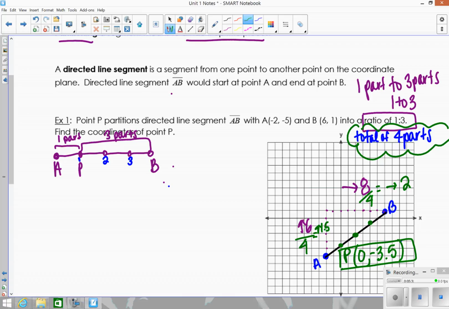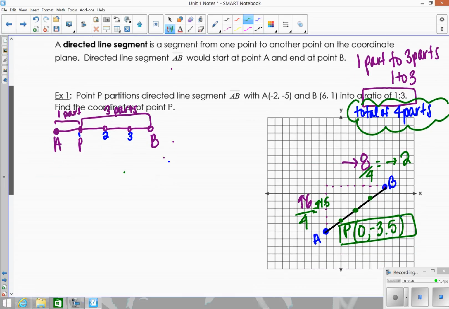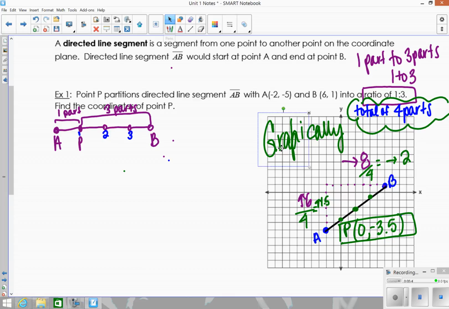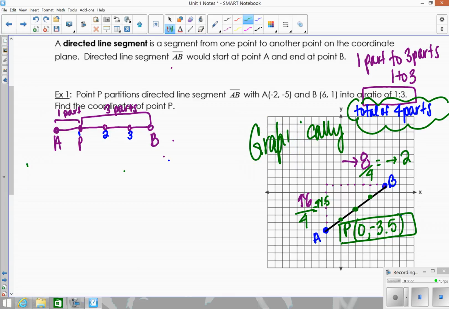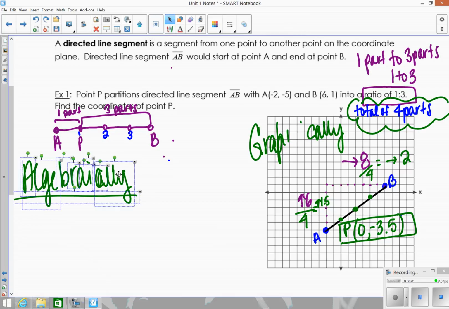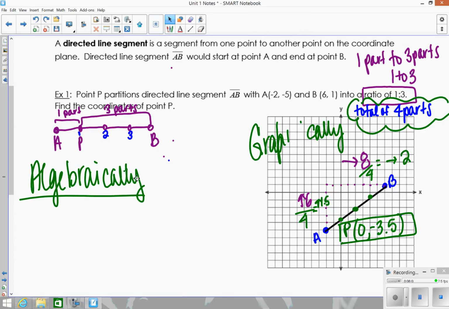Like I said, sometimes you're not going to be able to do it on a graph. So let's take a look at how to do it algebraically. So I'm just going to write, this is graphically, obviously on a graph. And then algebraically will be over here. So algebraically, when you do this, you're going to line up your coordinates just like we do for the midpoint when we're trying to find the other endpoint. It's going to be very similar to that.